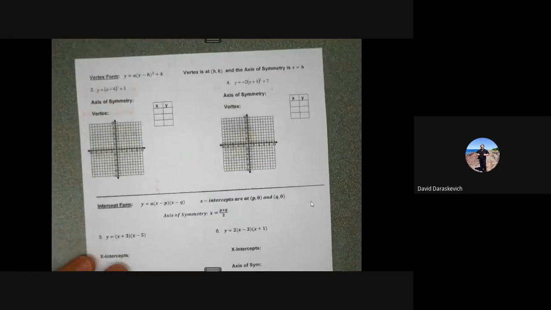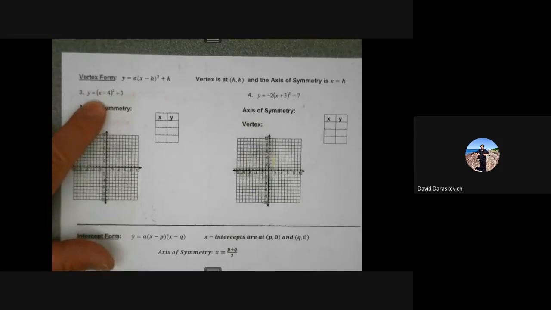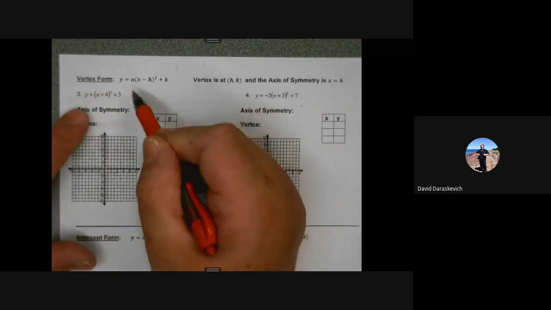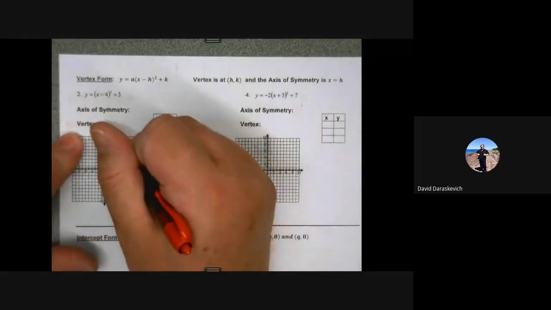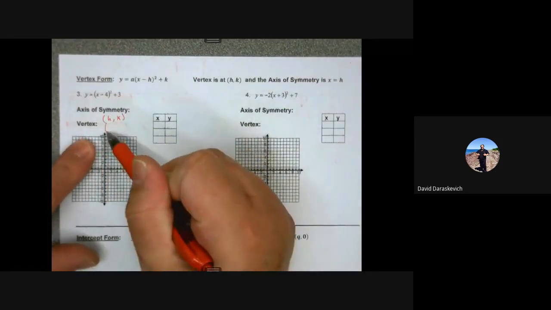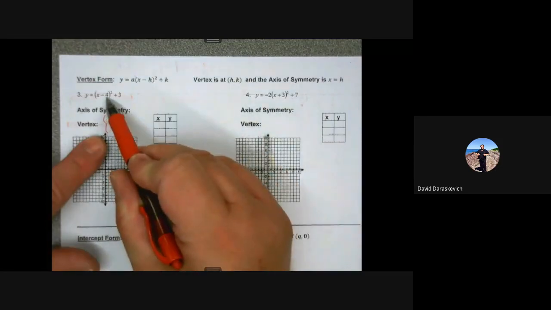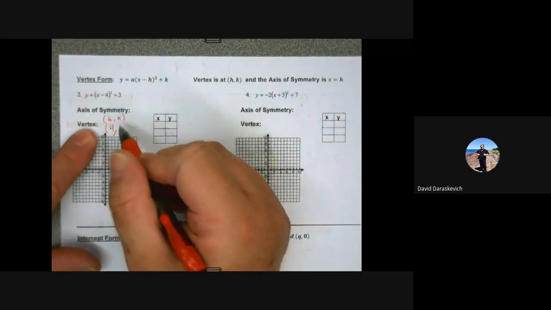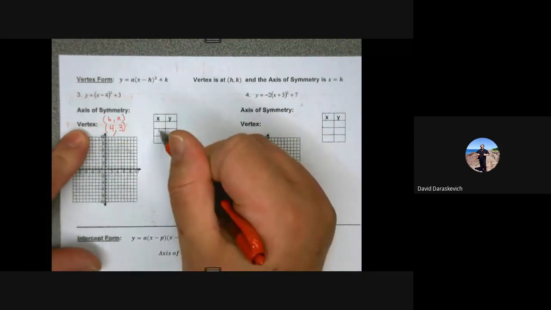Vertex form. Now this is going to be a little easier because vertex form is actually the easiest of the 3 forms. Right? I can easily read the vertex off of the form. Vertex is h comma k. So my h here is opposite the sign, so it's a +4. My k is the same sign, so it's a +3. 4, 3.